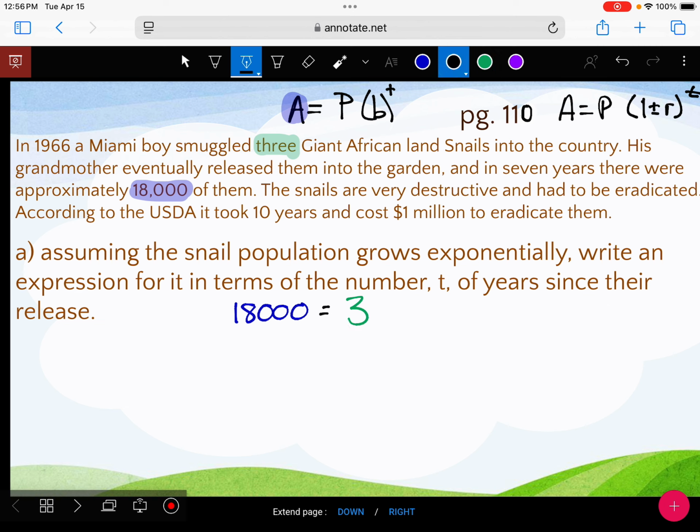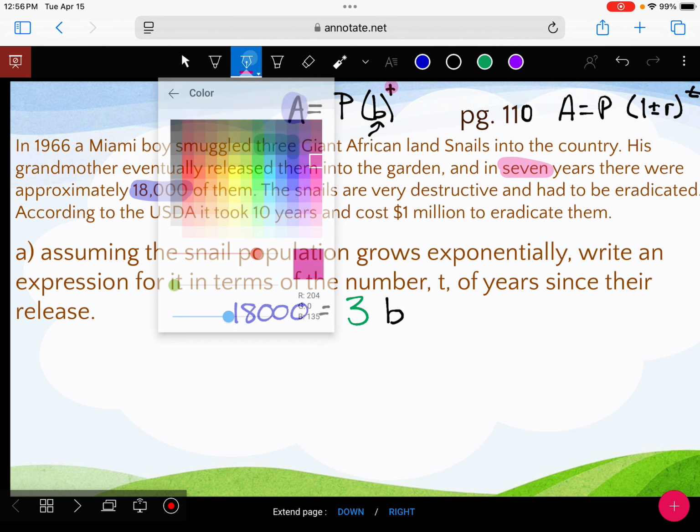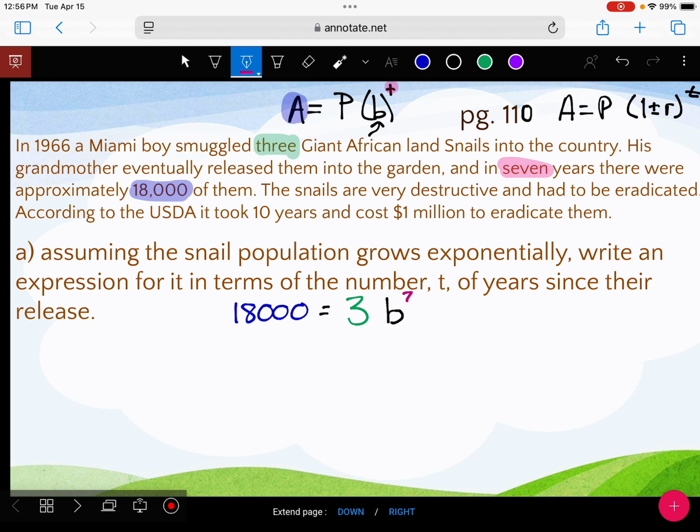Do we know what we're growing by? How quickly the snails grow? What is the other piece of information we have about snails? It was 7 years. So we know the time. We are asked to figure out how quickly they multiply. We want to know what this multiplier, this growth factor is, because that's what this B stands for, the growth factor. So we want to figure out what this base is. But we know it's to the power of 7. So that gives us kind of a start, but we'd really like to figure out what that growth rate or growth factor is.